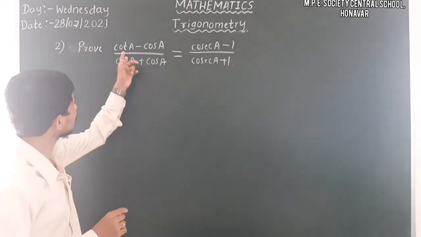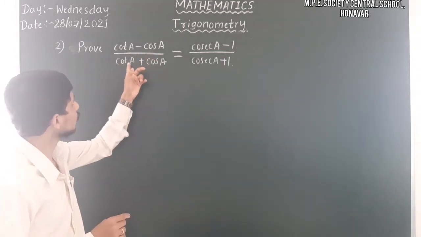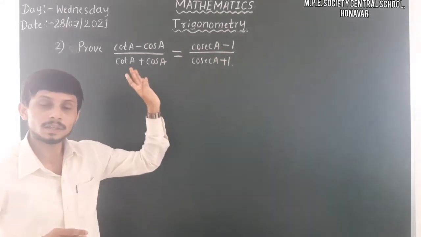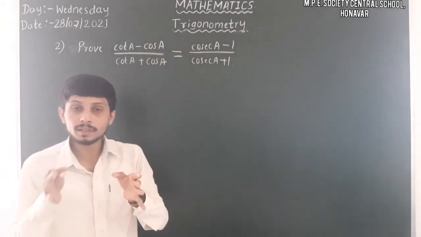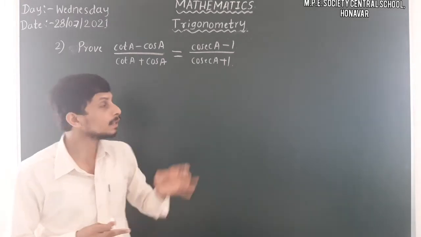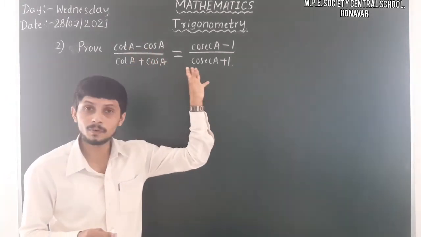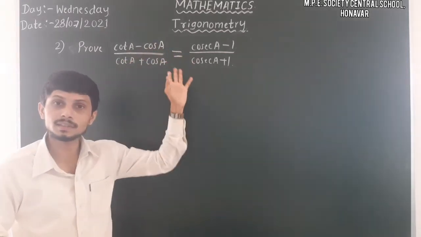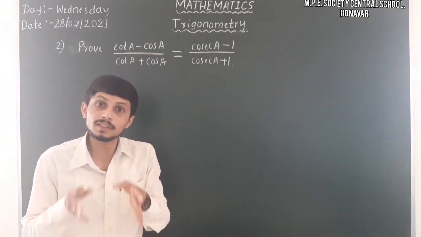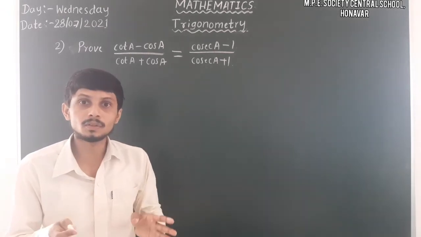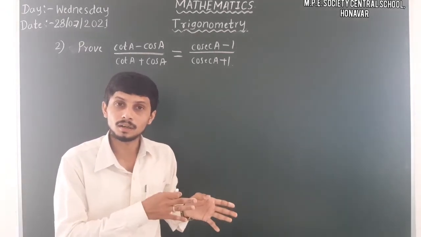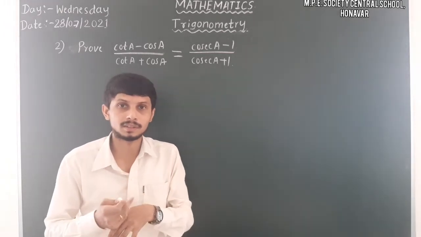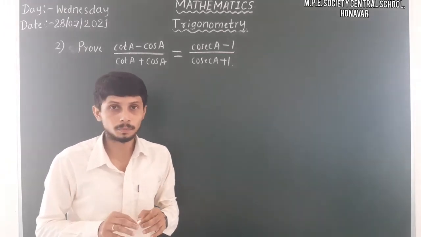So here just observe, here we have cot A, cos A, and here cosec A minus 1 and cosec A minus 1. So here cot and cosec only relate with a trigonometric identity, but there is no trigonometric identity found here. It is not possible because here we have cot A and cos A, there is no connection with the trigonometric identity. So there is no relationship between cot A and cos A. That's why sometimes it is not possible.